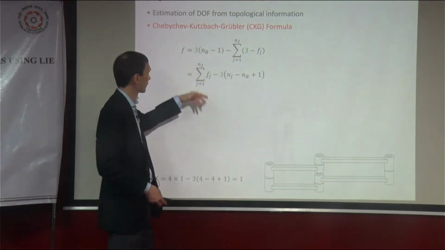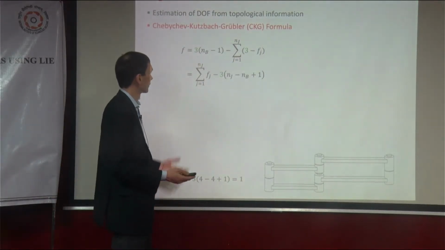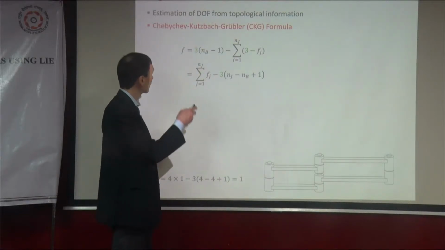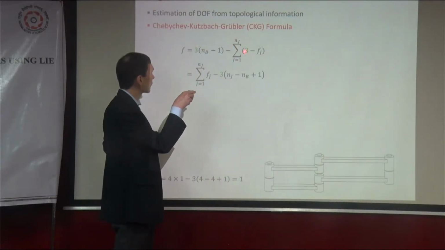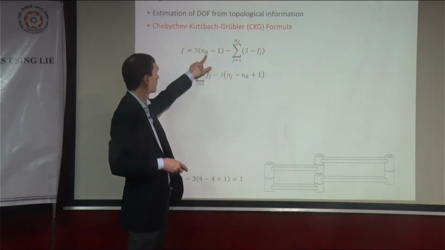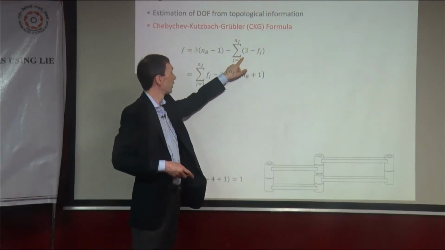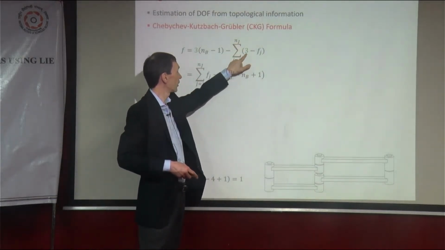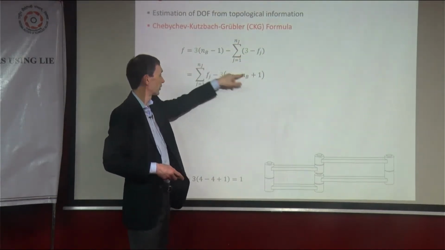And of course you can take this into the sum. So the only sum is here. This is n_j times 3. This is this, and then we have the same here. So essentially n_b times 3 minus n_j times 3 is this plus 1, and this is there.